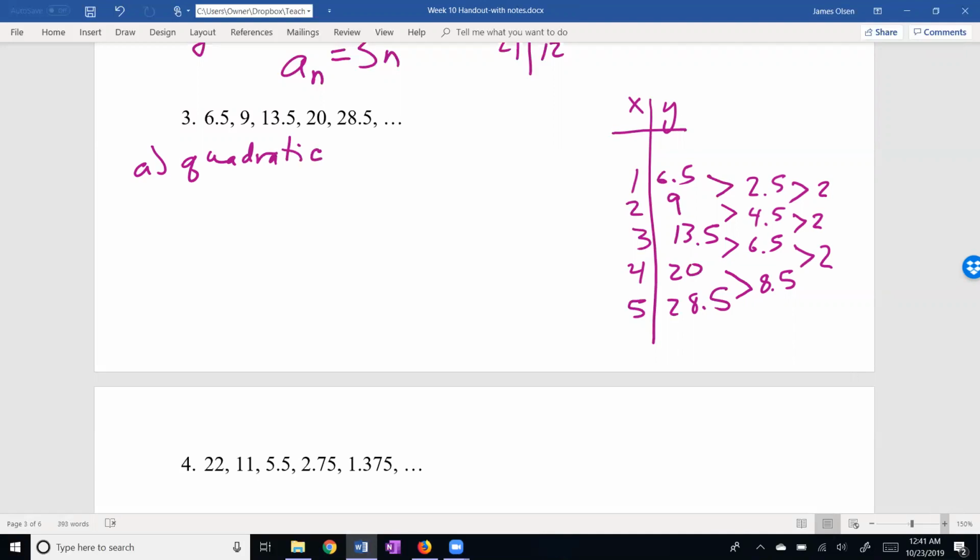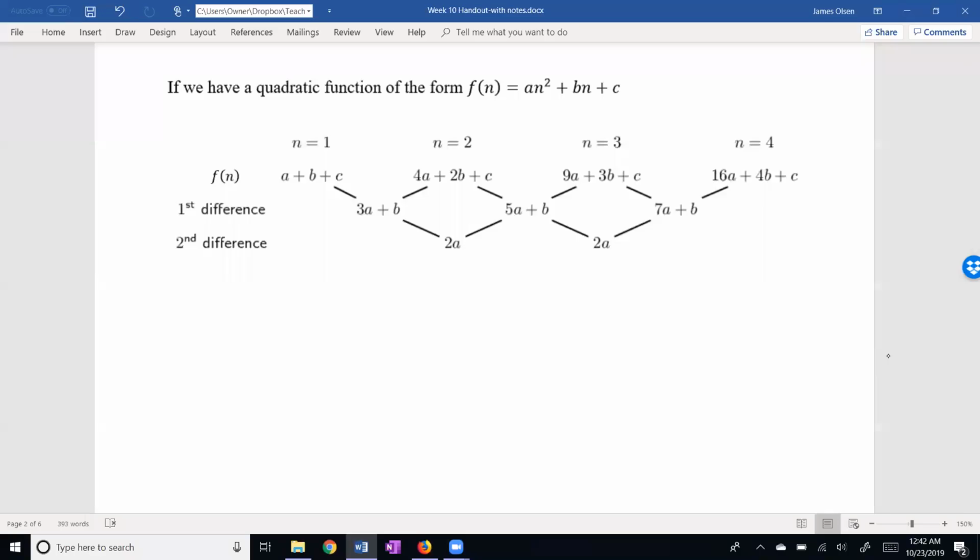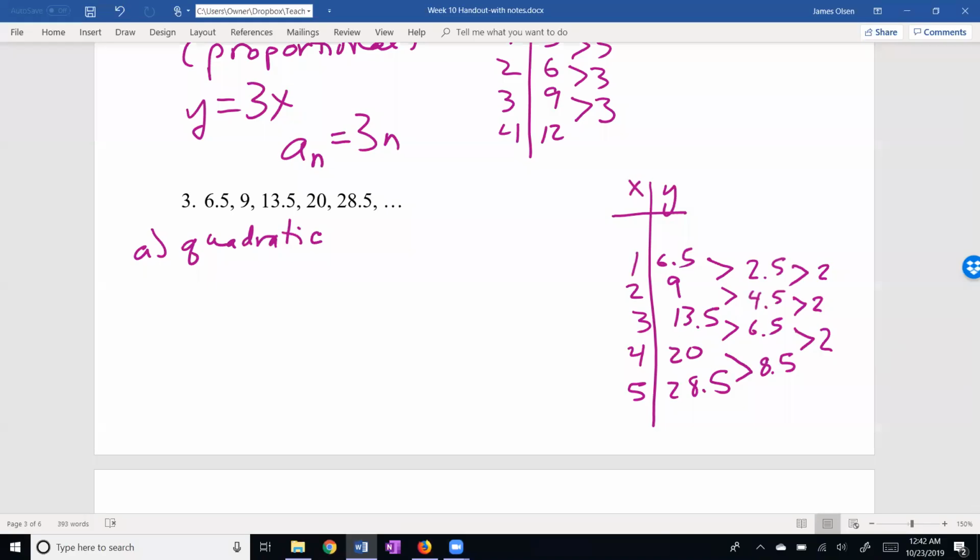Also, we saw up above that the second difference is 2a, which means that 2a equals 2. This implies that a equals 1. So for part B, I'm going to have y equals ax squared plus bx plus c. I know that a is 1.